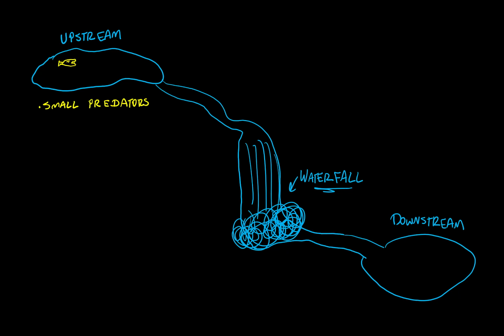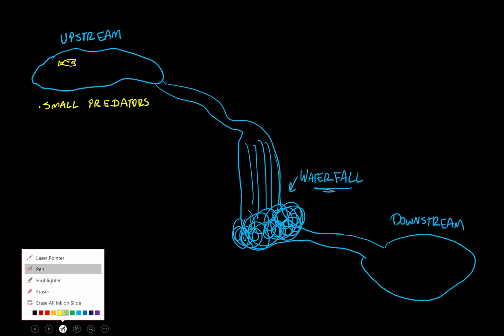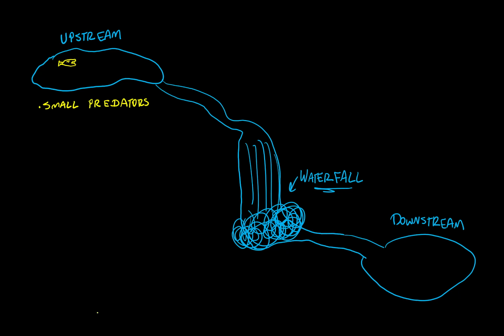And then in our downstream environment, we've got a different situation. Downstream, we have lots of big predators. So lots of big, hungry, predatory fish.